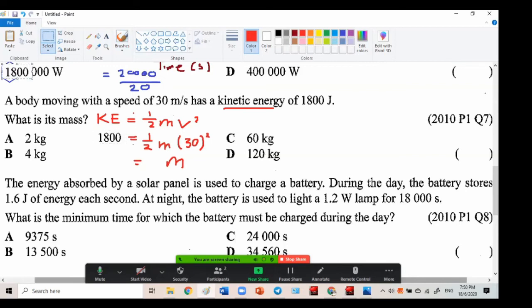Before you punch calculator, write everything, but don't do your maths wrongly. Okay, the half goes up, the 2 goes up, so what must we do? Times 2. Then the 30 squared goes down. 30 squared, I don't care. After that, you put calculator. I trust your calculator. You put wrongly, not my problem.